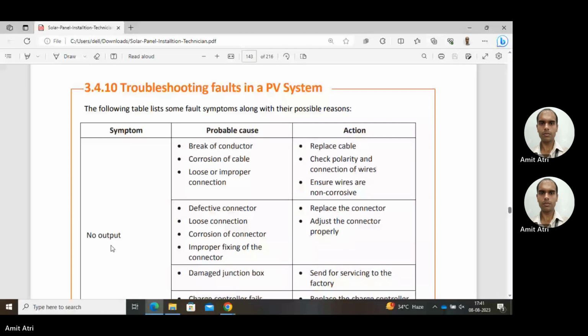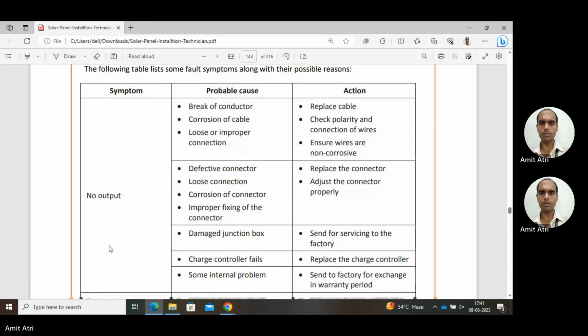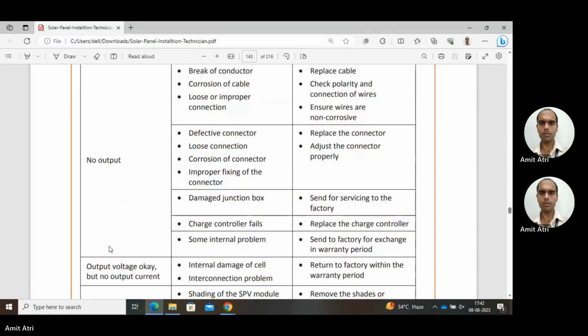Next reason is a failure of charge controller. In that case, replace the charge controller. Then there could be some internal problem. We cannot check what is the fault inside the panel. So in that case, we need to send the panel to the factory. If it is in warranty period, it will be exchanged.